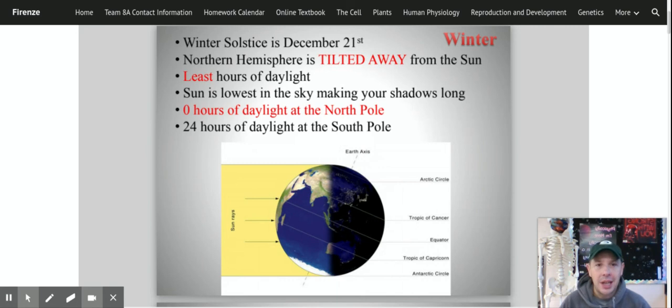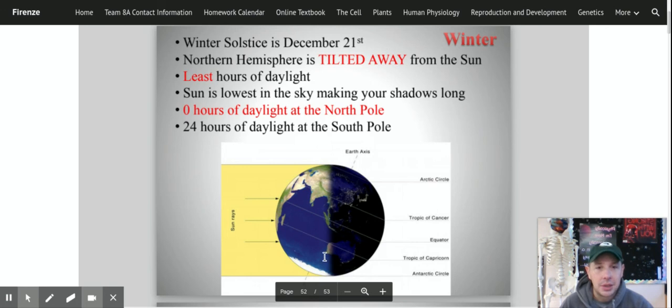Less light means colder temperatures. The sun is lower in the sky. That's why in the wintertime, our days get so much shorter. Sometimes the sun appears to be going down at 4:30 in the afternoon. That's because we're tilted away from the sun. We're getting less sunlight. Here is the North Pole. When the Earth is spinning here, it's going to get 24 hours of darkness.